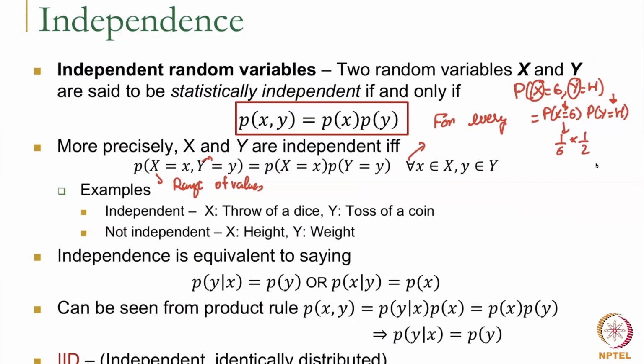Now, an example of independent variables are the things that I have shown. Physically, we realize that the throwing of a dice and the tossing of a coin are independent. Non-independent characteristics are things like height and weight. It doesn't mean that everybody who's taller will weigh heavier, but there is some correlation. And we'll come to this a little bit later within this video, what this correlation means and how we measure it.